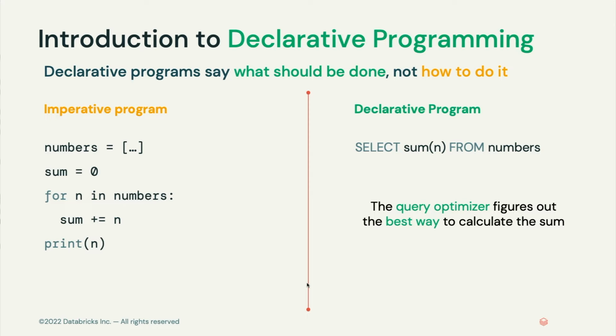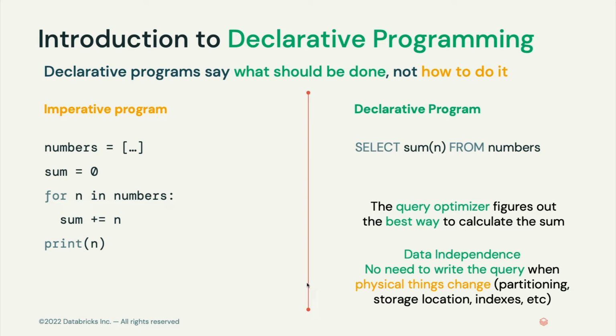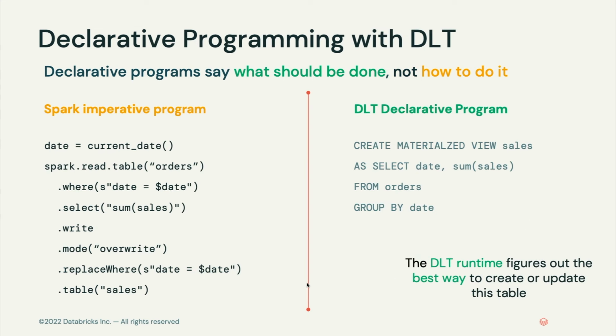If there are statistics that allow me to calculate that sum more quickly, it can automatically go and use those statistics instead of reading the raw data. And another pretty cool trick here is you have data independence. So as the underlying physical data changes, the query optimizer can decide what is now the best strategy to do it. And if we translate this into Spark, it's very similar.